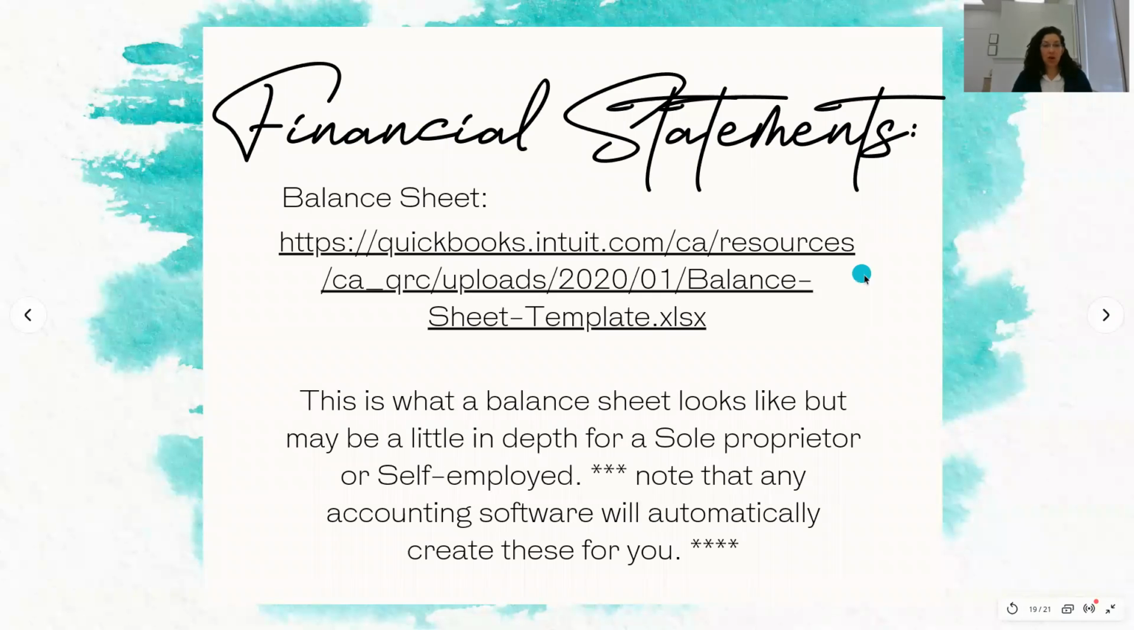Okay, so I have a sample balance sheet here. For the financial statements for the self-employed and sole proprietor, the balance sheet and stuff like that is a little in depth, and you probably wouldn't use it too much. But I'll show it to you after I go through these next few slides because I have it on another screen. But it's probably not something that you're going to use.